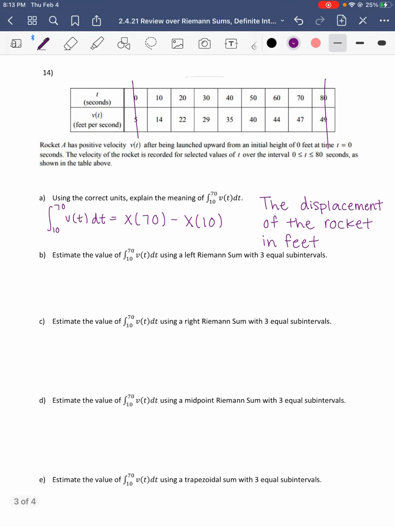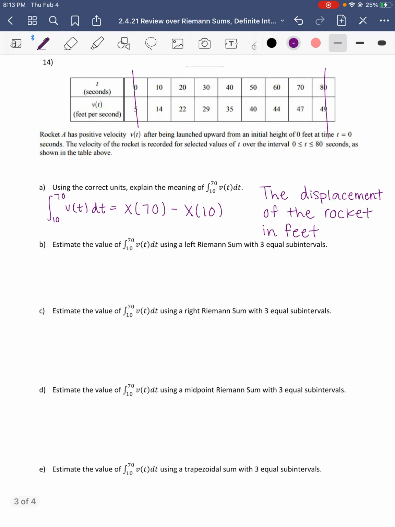And now for the rest of these, we're going to use Riemann sums, and it wants 3 equal subintervals, so I'm going to go ahead and draw those in. We'd have from 10 to 30, 30 to 50, and 50 to 70. So for the left one, we're going to start way at the left, so we're going to have v of 10, and then the width for all of these is going to be 20, then v of 30 times 20, then v of 50 times 20.